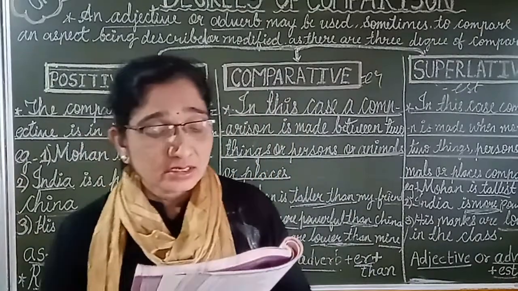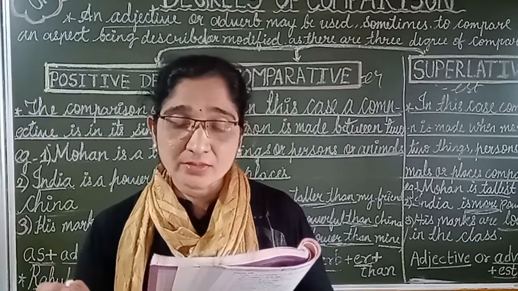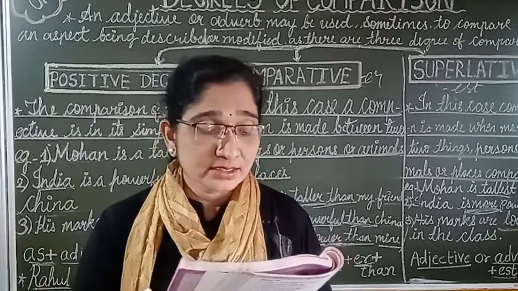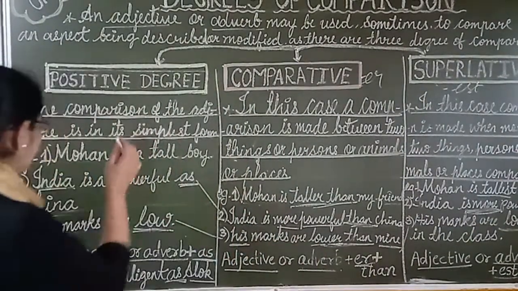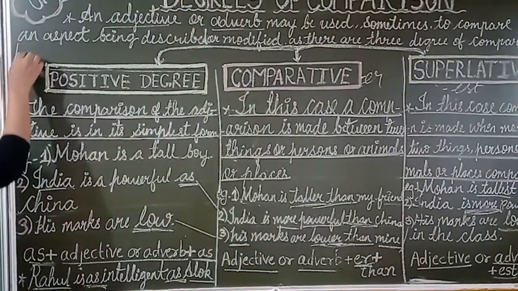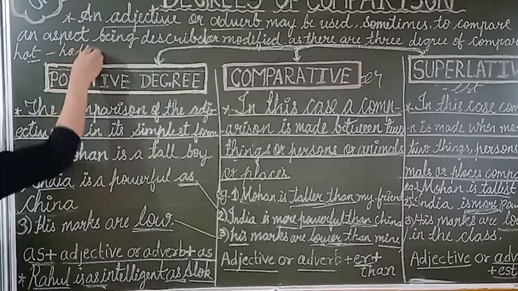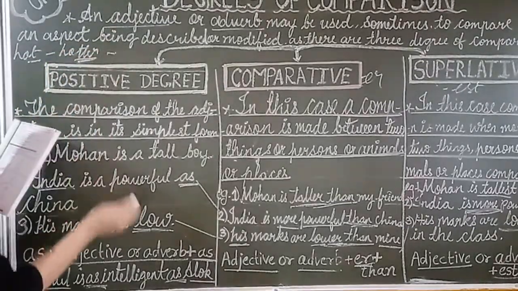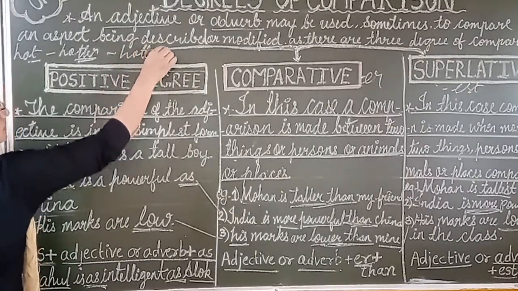And then the next one. In some words, the comparative and superlative are formed by doubling the last letter, and then adding ER and EST. Hot, for example: doubling the last letter, hotter. See, doubling that, hotter, hottest. EST added here.